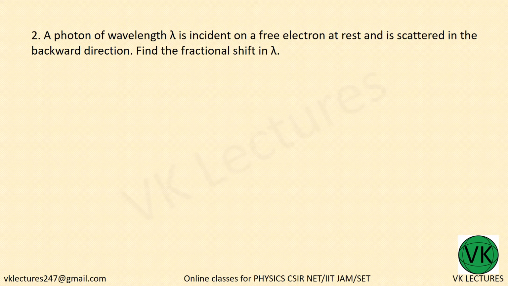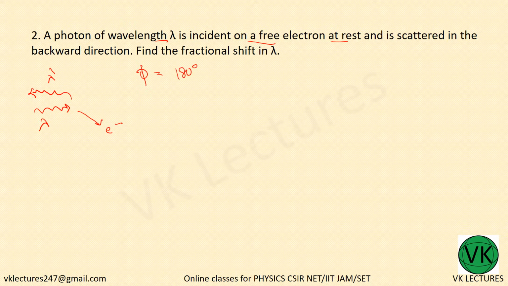Now a question on Compton effect. Please read this question carefully. Here you have a photon of wavelength lambda incident on a free electron at rest and it is scattered in the backward direction. Here you have a recoiled electron, and the scattered photon is in the backward direction. Here you have lambda, this is lambda dash. That means phi is equal to 180 degree.